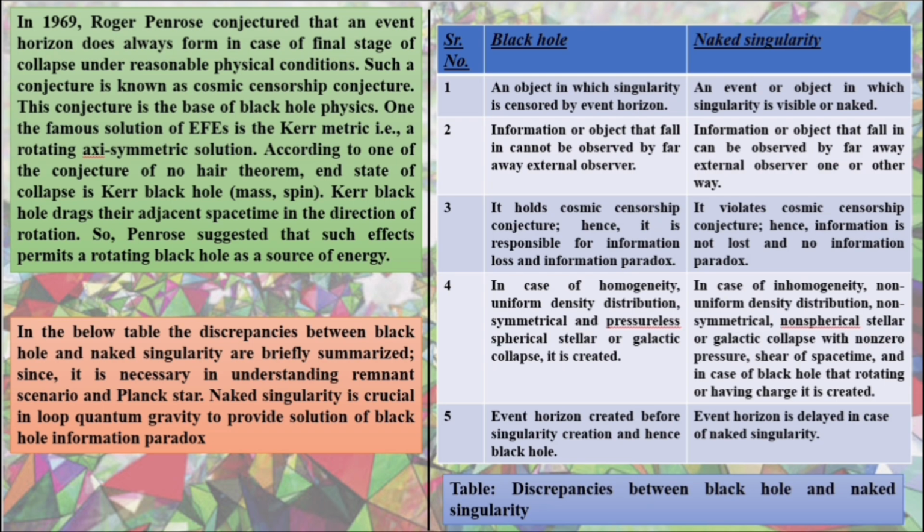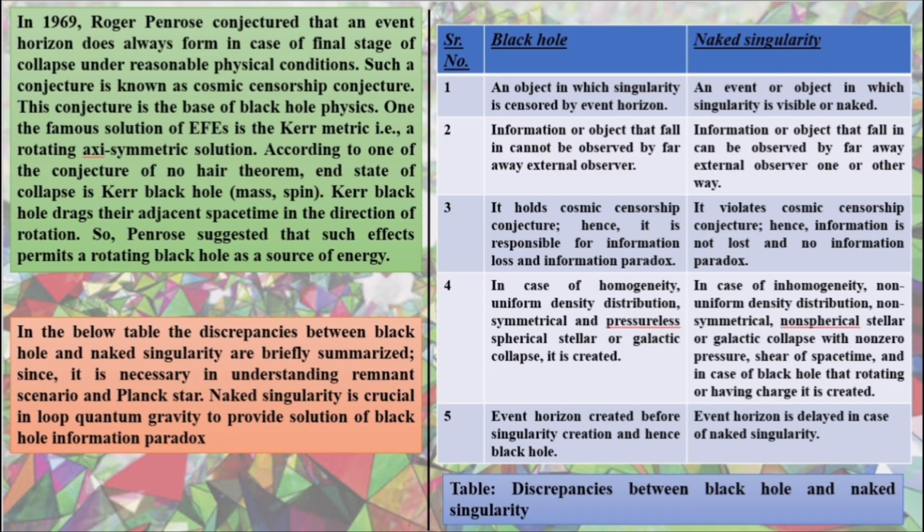The first discrepancy is that in the case of a black hole, the singularity is censored by the event horizon, while in the case of a naked singularity, the singularity is visible. Information or objects that fall inside the black hole cannot be observed by a far away external observer because of the event horizon, while in the case of a naked singularity, it is possible. A black hole holds the cosmic censorship conjecture, while a naked singularity violates this conjecture.